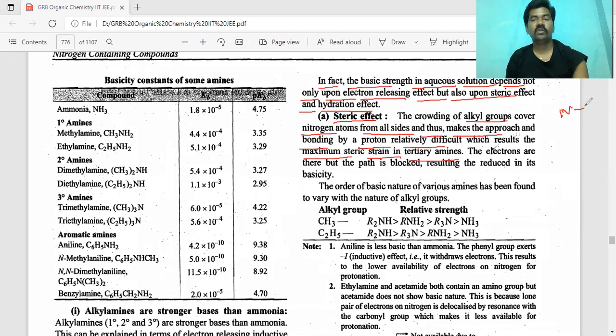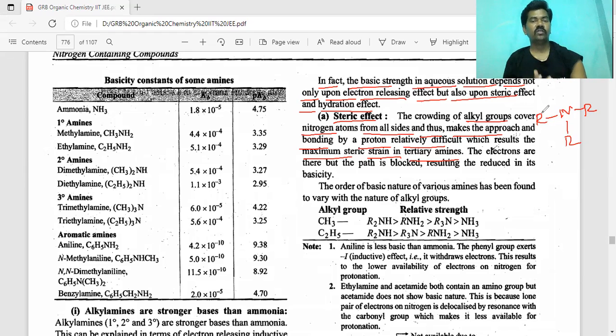Suppose, for example, three alkyl groups are present. These three alkyl groups are covering from all the sides. So hydrogen bonding may be difficult in such a case. The approach and bonding by a proton is relatively difficult, because all three alkyl groups present will just stop the approach towards hydrogen bonding. That is why there is more steric hindrance in tertiary amines.